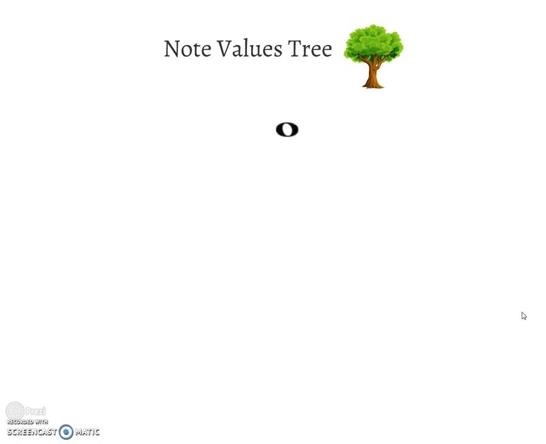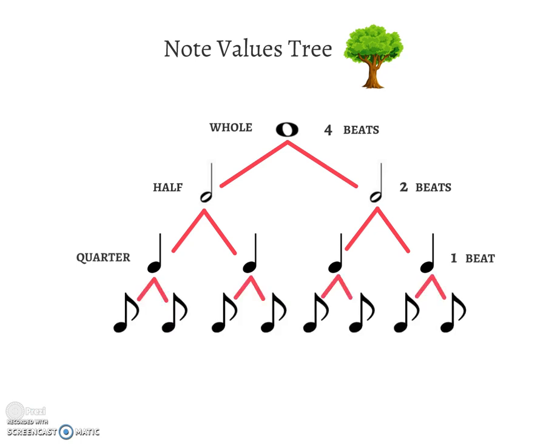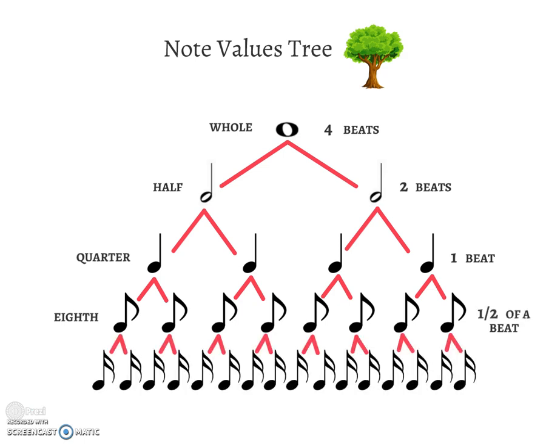So at the top of our tree we have a whole note. It gets 4 beats. Our whole note branches off into 2 half notes. Each of those gets 2 beats. Our half notes branch into quarter notes, which get 1 beat. Our quarter notes branch into eighth notes, which get half a beat. And those branch off into our last level, 16th notes, which get 1/4 of a beat.